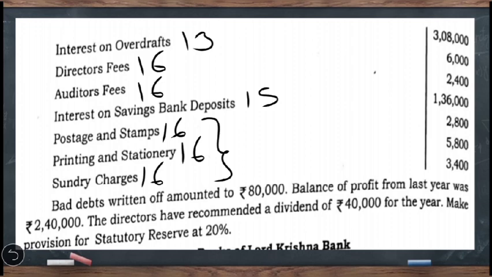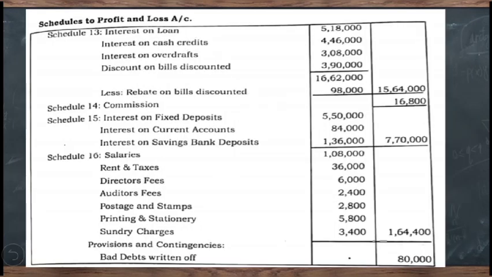Then make provision for statutory reserve at 20%. So here from the current year's profit, 20% of that should be transferred to statutory reserve. Okay. That also again comes under appropriations. These are the adjustments required here. Let us see the solution now.